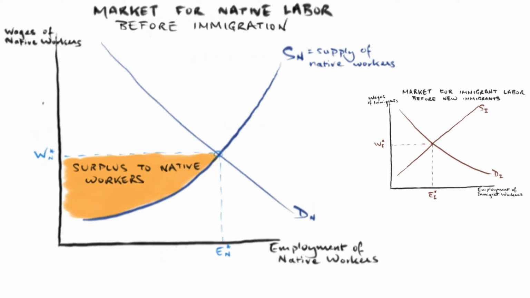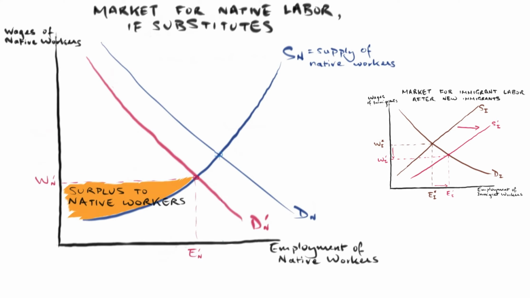And here, before, a large area of surplus. After the arrival of immigrants, a smaller area of surplus. If the two types of labor are substitutes, and you should simply think of this as the two types of workers fulfilling the same needs for employers, then the immigrants are taking away jobs from the native workers. And because immigrant labor is cheaper, actually, I should say it that way.